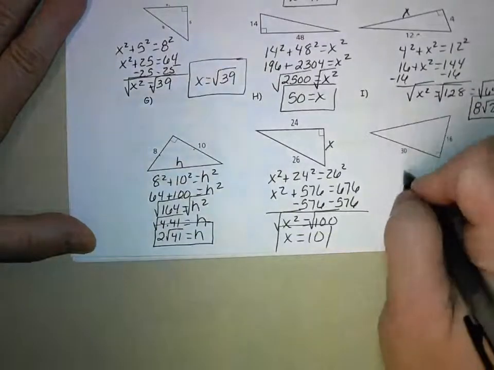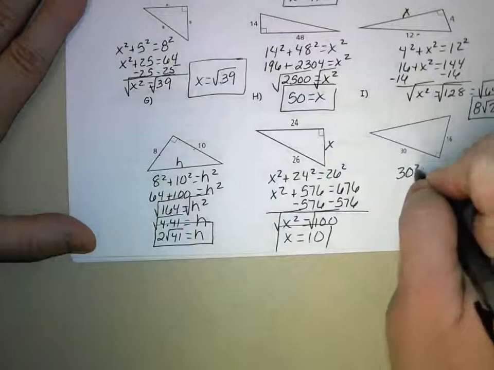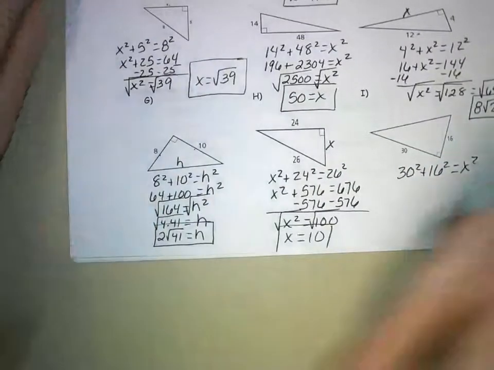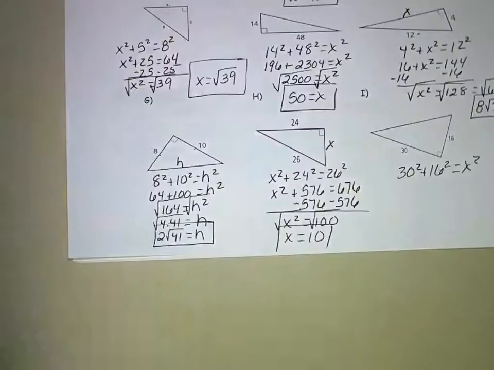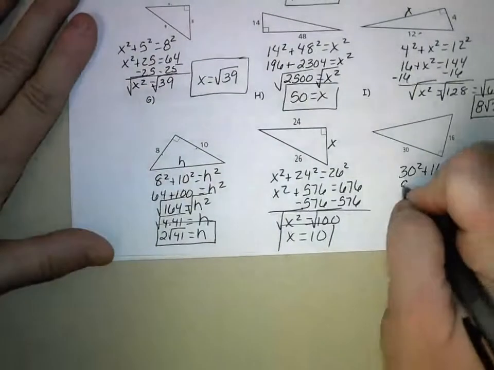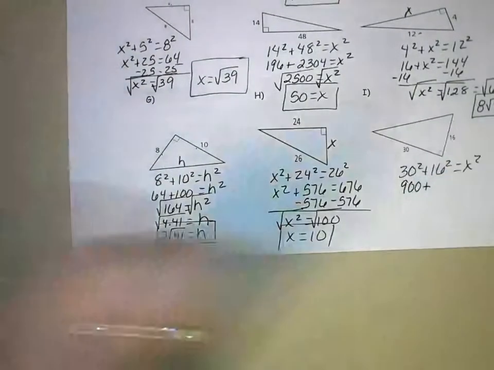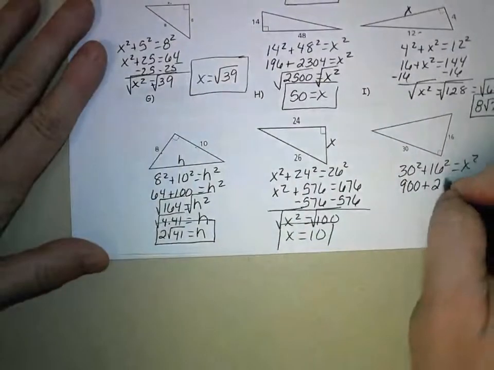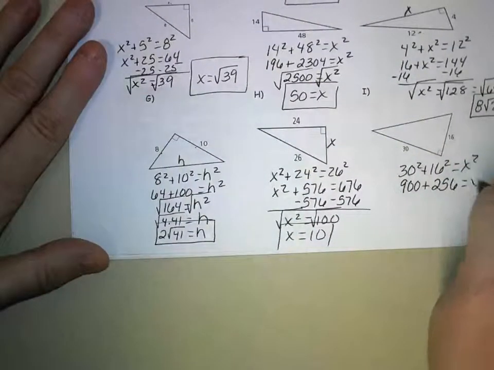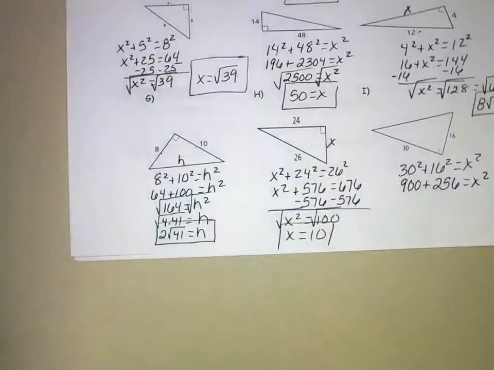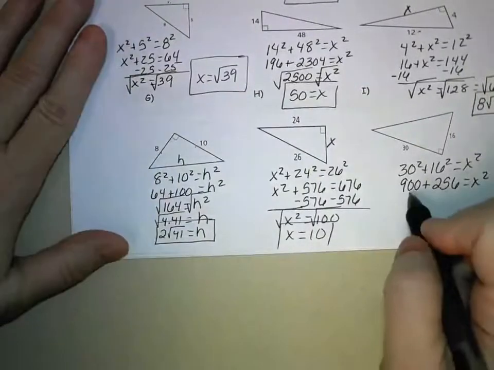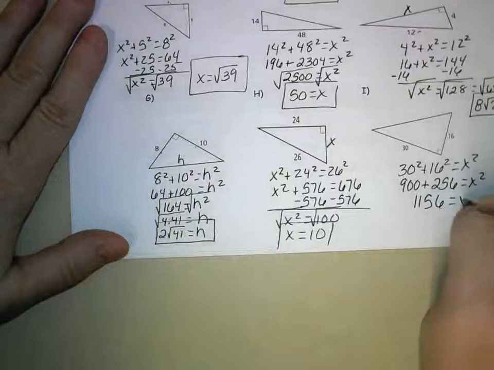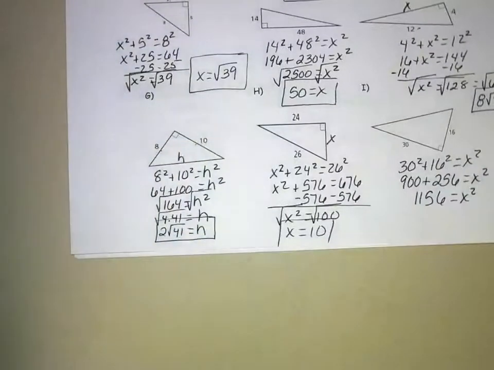Letter I, 30 squared plus 16 squared equals x squared. 30 squared is 900. 16 squared is 256. 900 plus 256 is 1156 equals x squared.